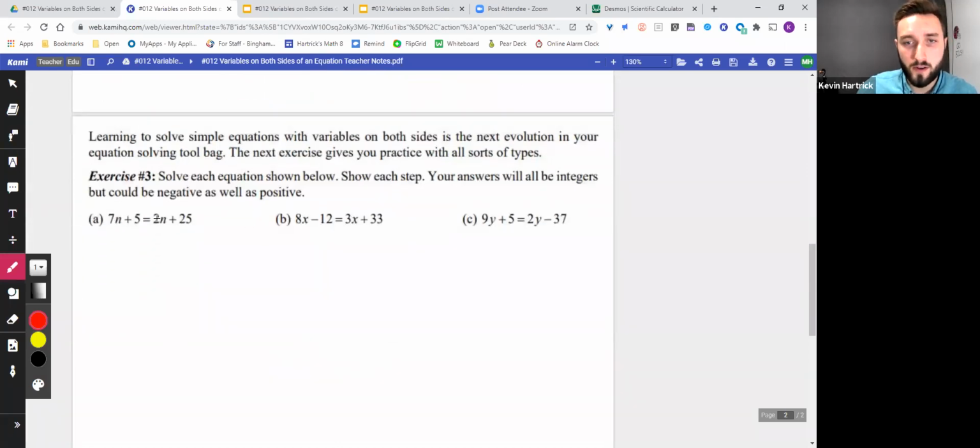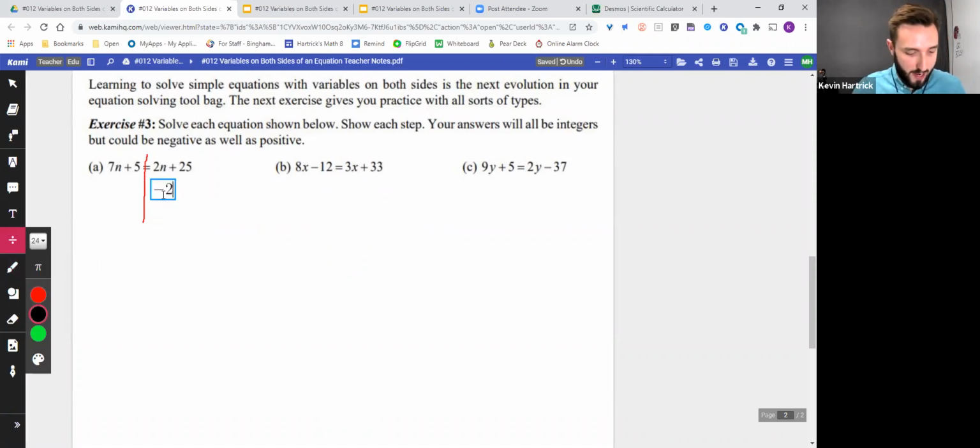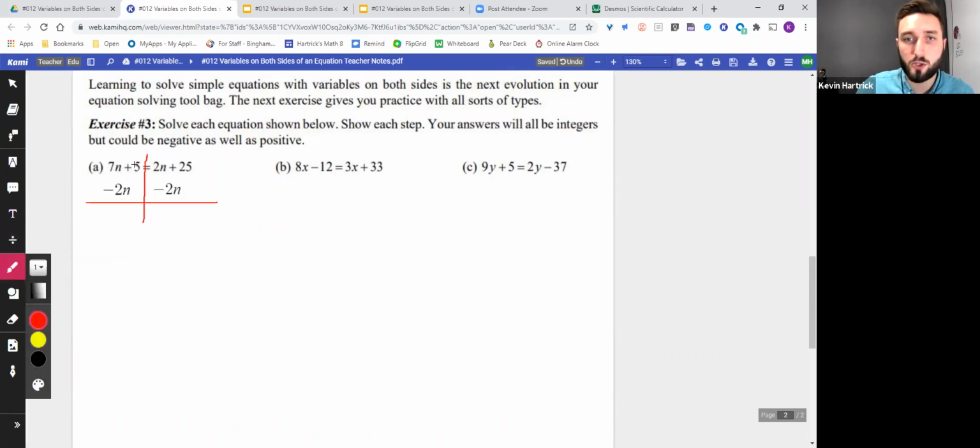So I'm looking at my 2 variable terms here. I have a 7n and a 2n. I'm going to get rid of the smaller one, and I notice 2n is the smaller one. So on both sides, I'm going to subtract 2n. And notice how I'm lining up my minus 2n underneath the 7n, because again, those are the like terms. I can't subtract, I can't do 5 minus 2n. Those aren't like terms, I can't do it.